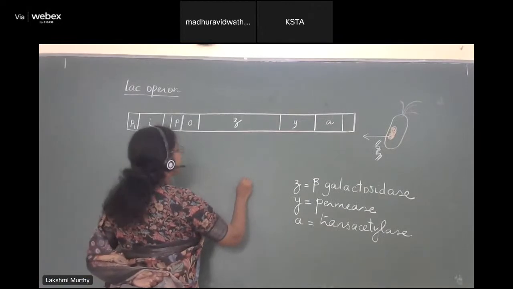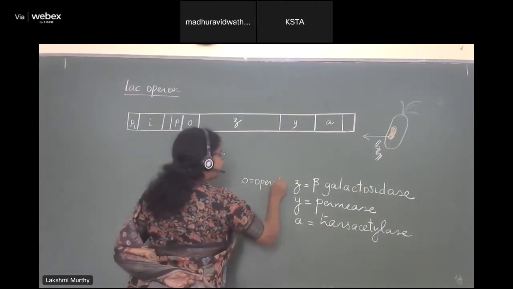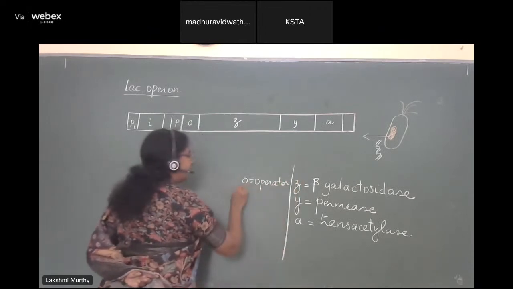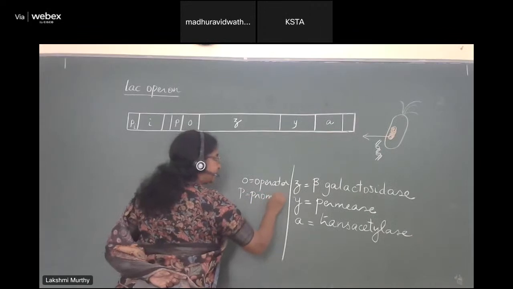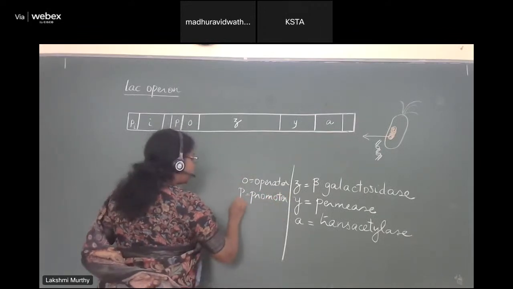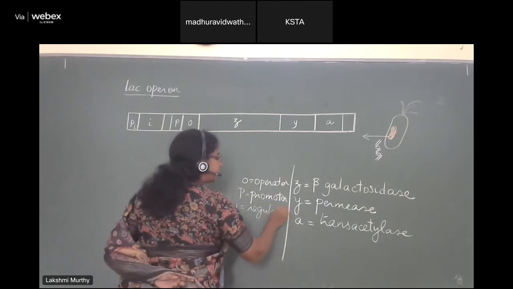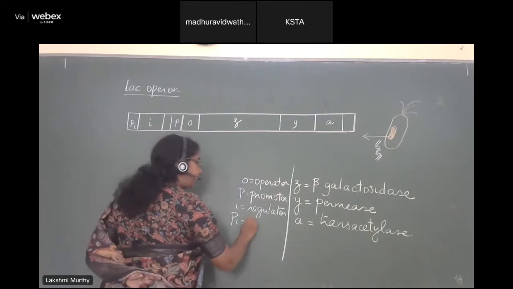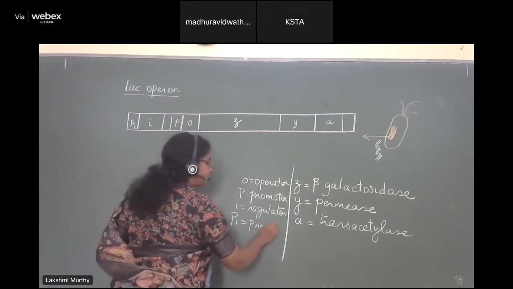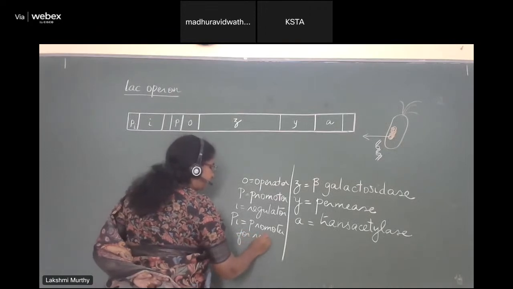So I have the O gene, which is going to be the operator. This is the operator. I have the P gene, which is going to be the promoter that is present here. I have the I gene, which is the regulator, or some scientists call it the inhibitor. PI, which is present, is going to be the promoter for the regulator. In your NCERT book, it is just given as P.